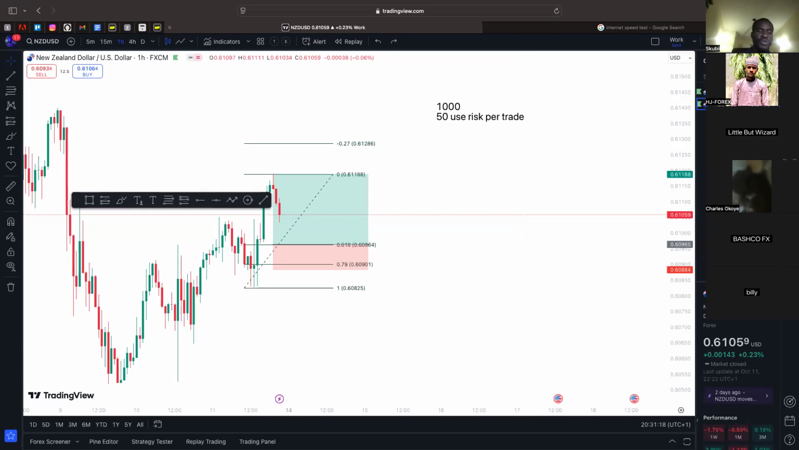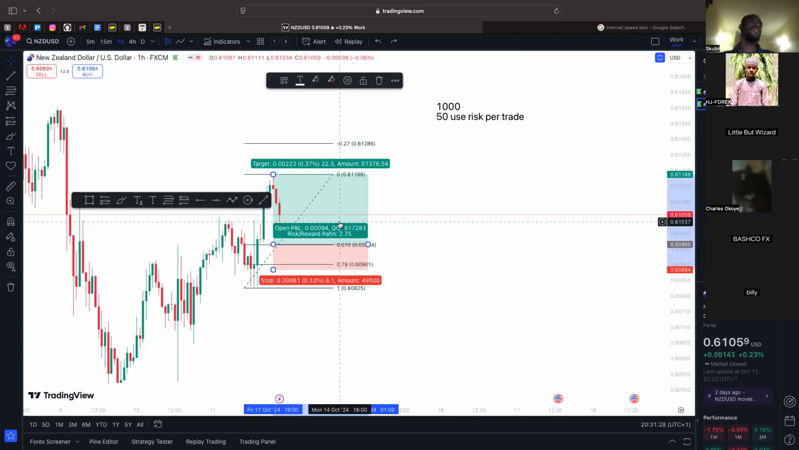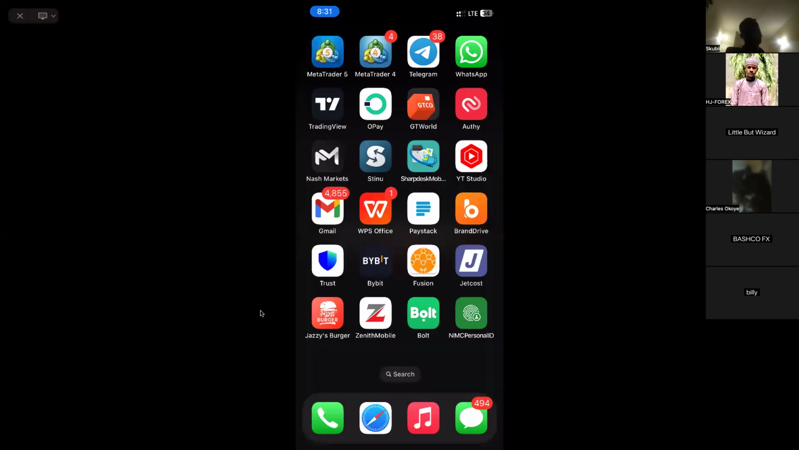Let me share my phone screen and then we'll look at both apps. So important things for us to notice: we have a $1,000 account and we're looking to risk $50 per trade. And in this case, we have an 8.1 pip stop loss. So let me share my phone screen. Can you all see my phone screen?